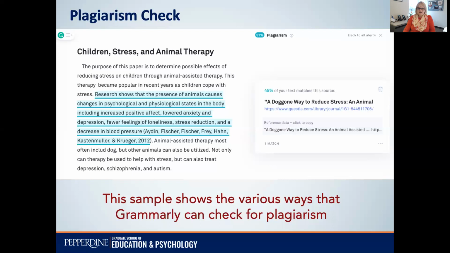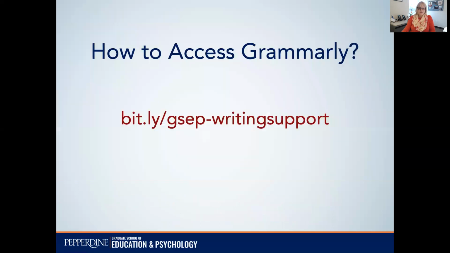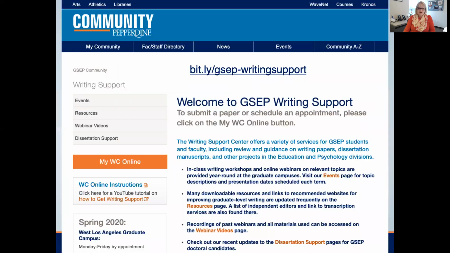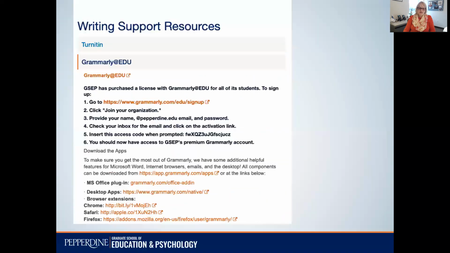So how do you access this great resource? Well, let me show you. First of all, you'll need to go to this community Pepperdine page, and you can get there quickly by just typing in bit.ly GSCP-writing support. And you'll come up with this site. And from here, you want to click on resources. And then you'll get to this site, and you'll click on the option for Grammarly at edu.